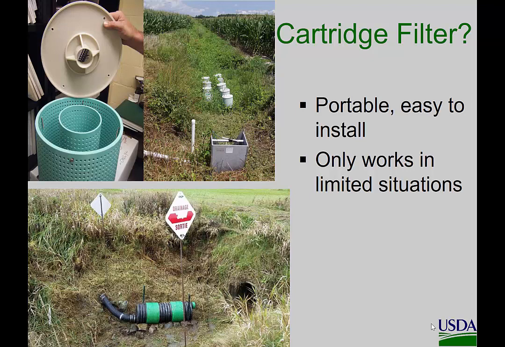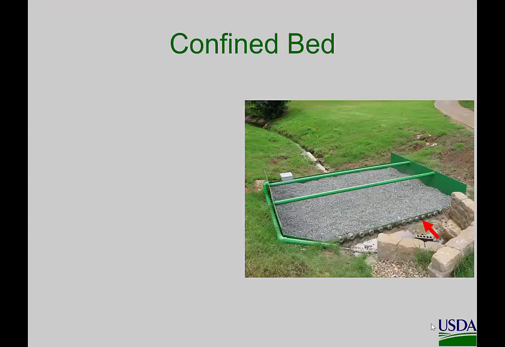And look at the size of these things. Something like this only holds a couple kilograms of material. If you consider the load of phosphorus leaving your field, do the math. It's going to take a lot more material to remove that phosphorus than just a few pounds, unless you want to go out and change it several times during an actual flow event. So it's nice in theory, but these cartridge filters only work in very limited situations because they have a limited amount of phosphorus sorption material.